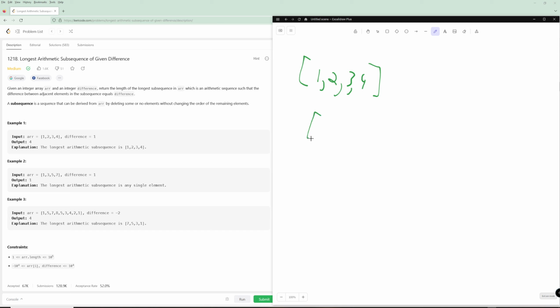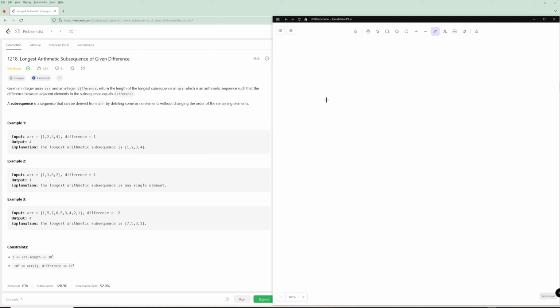Okay, now let's look at the second example. So we have 1, 3, 5, 7. And here the difference is 1. So actually the difference between everything here is 2. And so the longest subsequence would just be one element, any one of these, and that's going to be length 1.